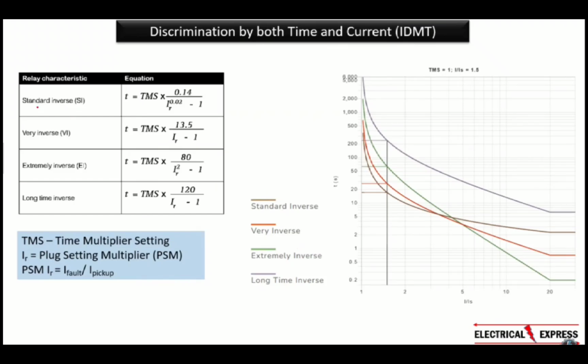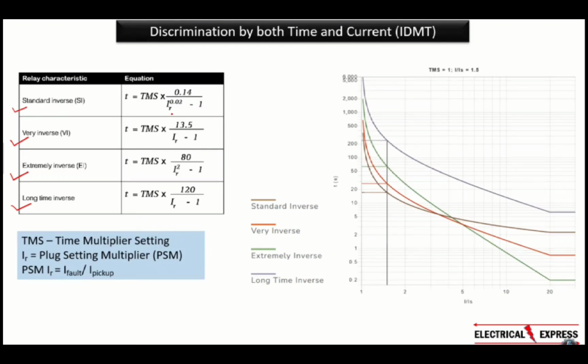In this also, as we looked at IDMT, graphs are created in 4 ways. The first one is the standard inverse. The second one is the very inverse. The third one is the extreme inverse, and the fourth one is the long time inverse. So, these are the formulas for all of them. If you look at the standard inverse, TMS means time multiplier setting, 0.14, IR to the power 0.02 minus 1.